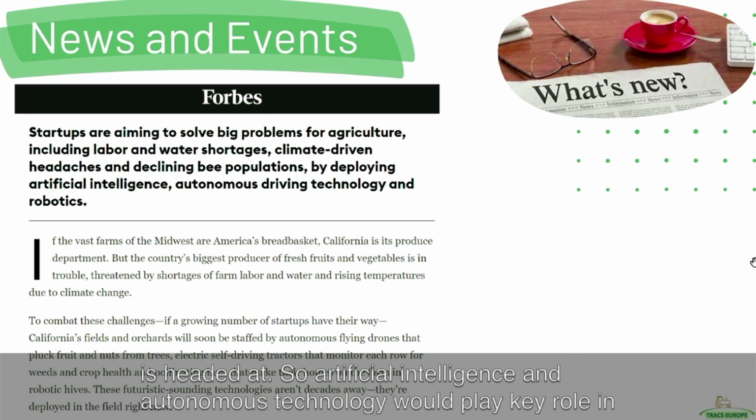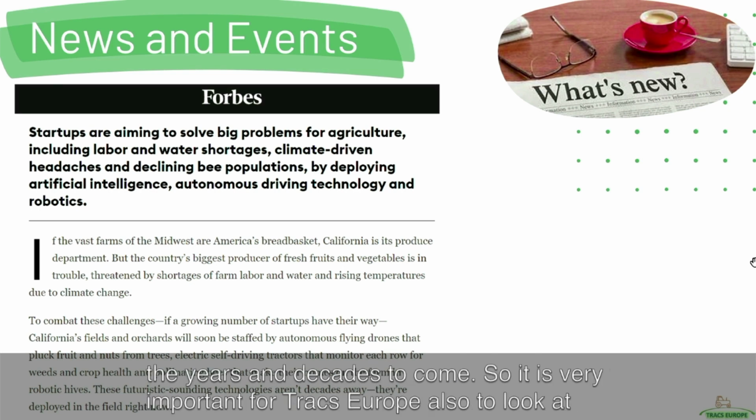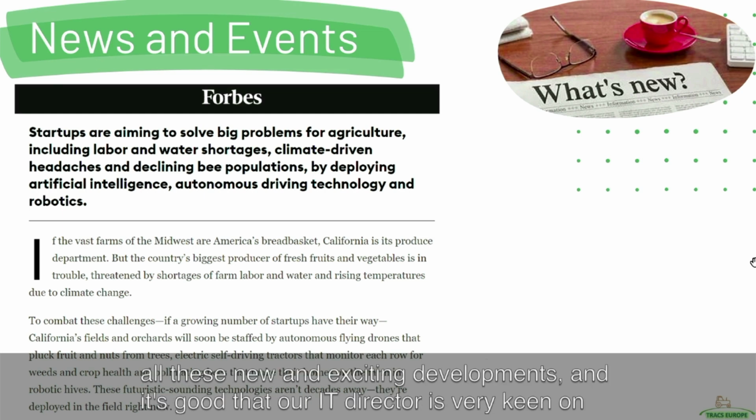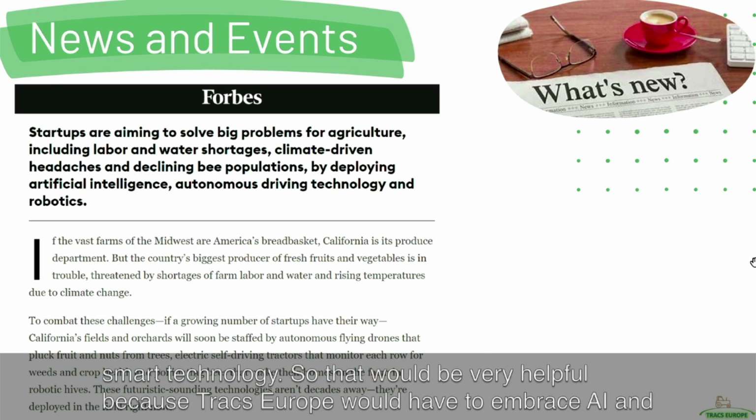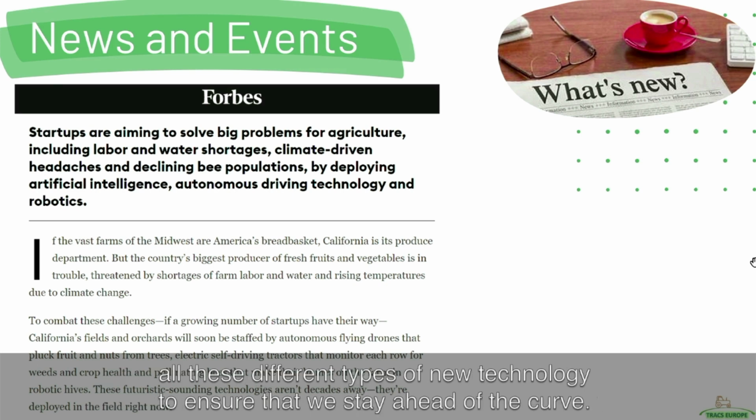So artificial intelligence and autonomous technology would play a key role in the years and decades to come. It is very important for Trax Europe also to look at all these new and exciting developments. And it's good that our IT director is very keen on smart technology. That would be very helpful, because Trax Europe would have to embrace AI and all these different types of new technology to ensure that we stay ahead of the curve.